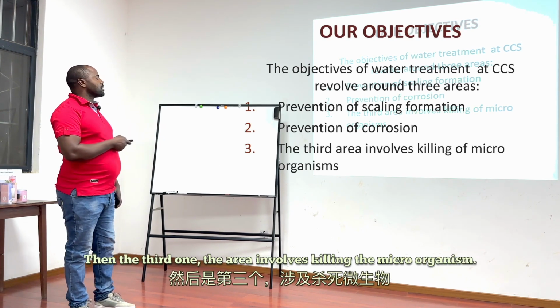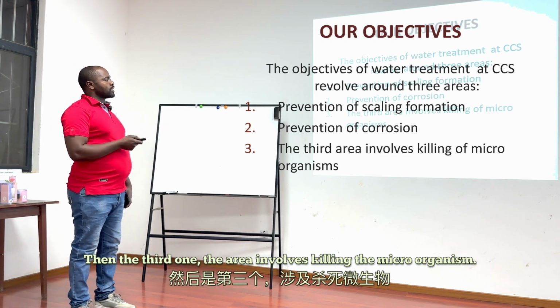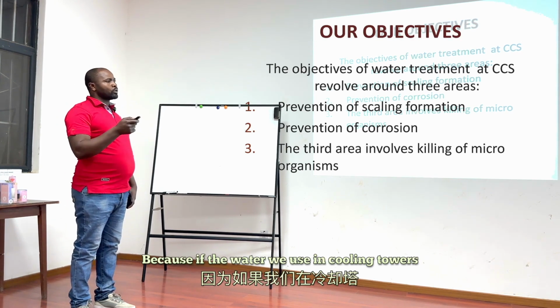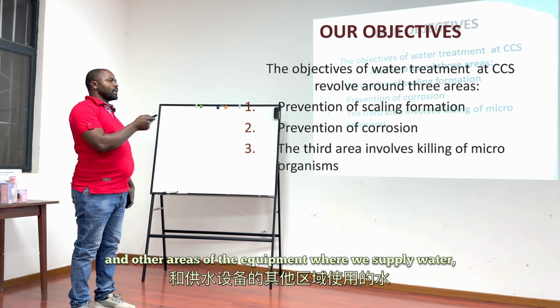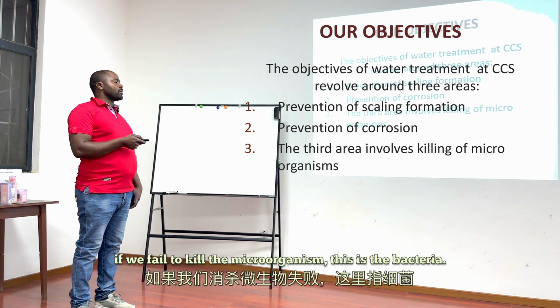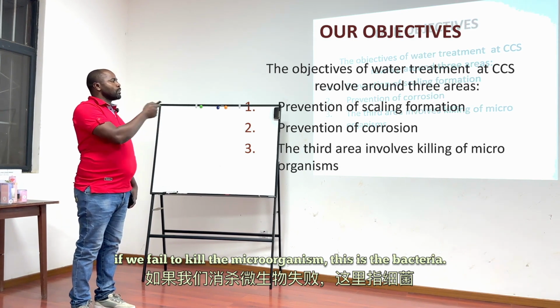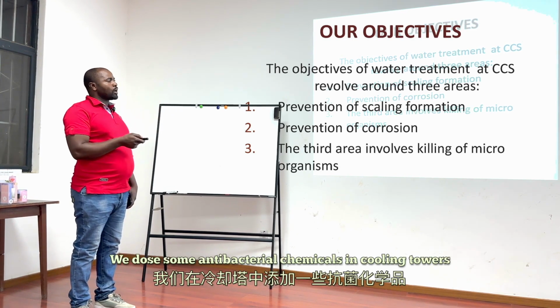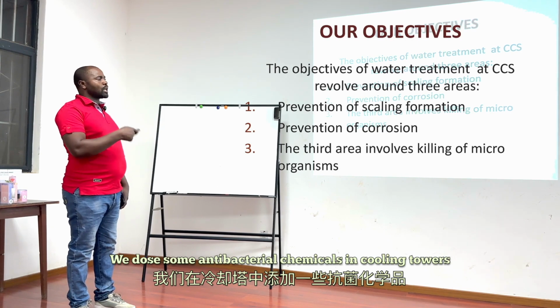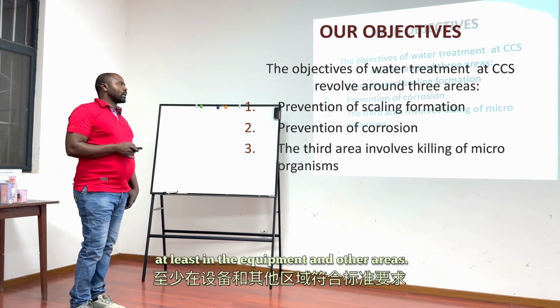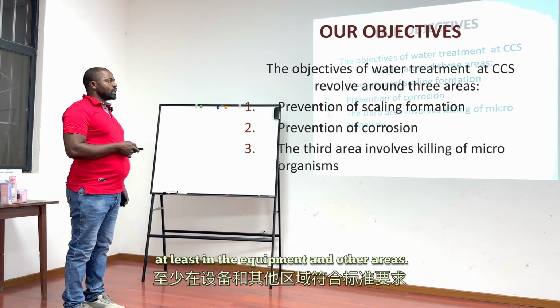Then the third one, the area involves killing the microorganism, because of the water we use in cooling towers and other areas of the equipment where we supply water. If we fail to kill the microorganism, this is the bacteria, we dose some antibacterial chemicals in the cooling tower to make it suitable and standard where we can supply water, at least in the equipment and other areas.